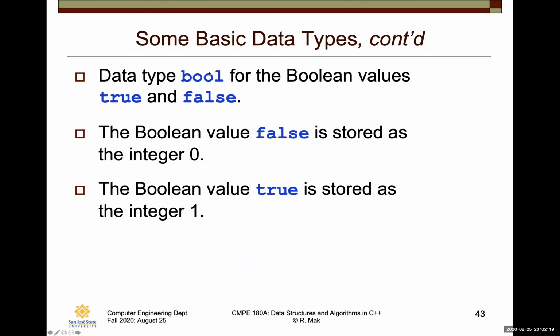Bool. If you have a variable of type bool, and I don't know why C++ didn't spell it all out, but it's bool, then it can have just two values. Each variable can be either true or false. And I'll just point out that internally, inside the machine, a false value is stored as 0 and a true value is stored as a 1. But you really don't need to know that. Just a bool variable is either true or false.